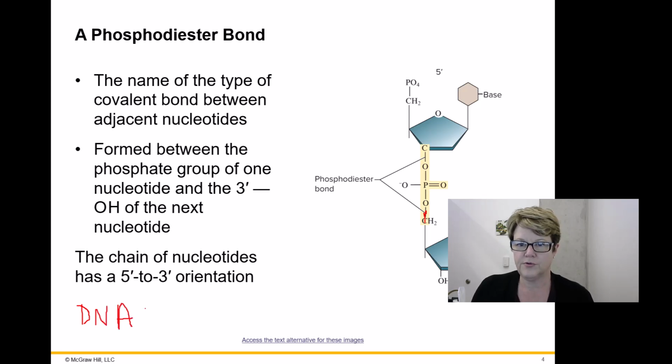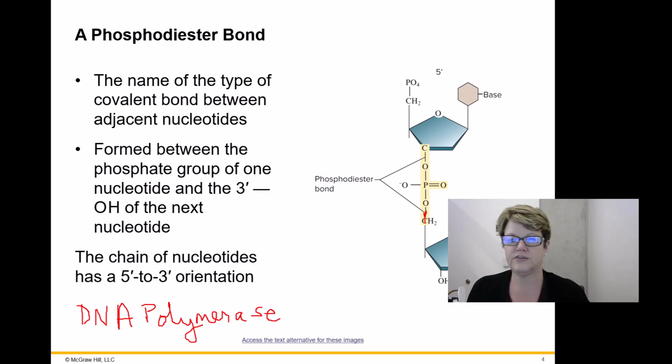So DNA polymerase, that would be the enzyme that creates a polymer from individual nucleotides. It joins them together in a dehydration synthesis reaction and it creates a polymer. So DNA polymerase. And the same for RNA. RNA polymerase is the enzyme that builds a strand of RNA from individual nucleotides of RNA.